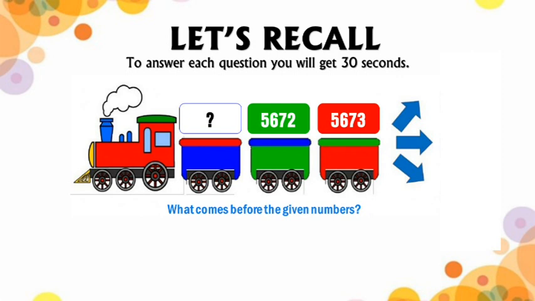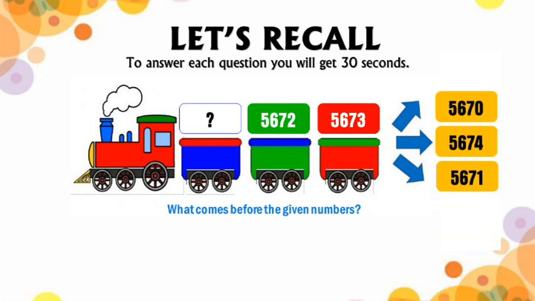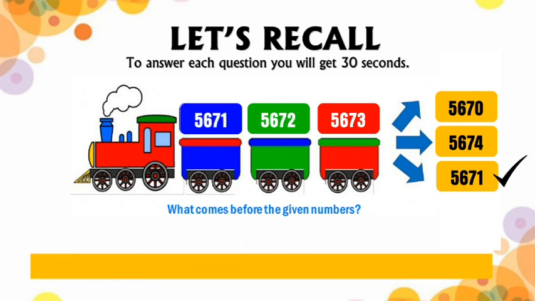5,673 people. In the green section, 5,672 people. So let's see how many people will be in the blue section. Students, think clearly and try to find the answer. You will get 30 seconds to guess the answer. What is the answer? Yes, 5,671. Very good.